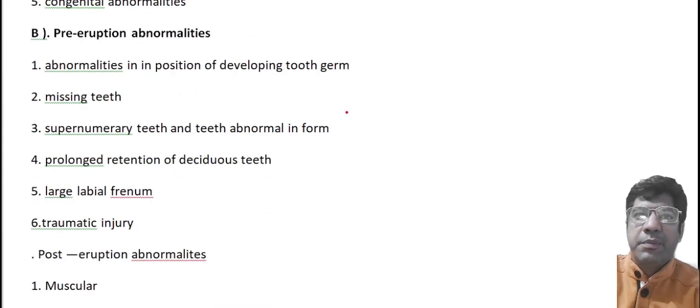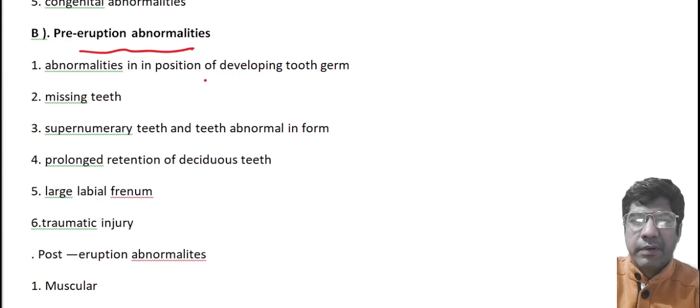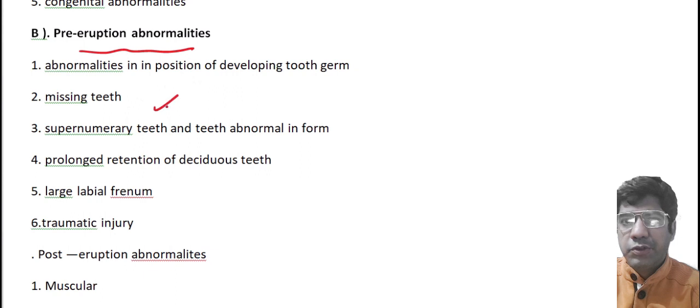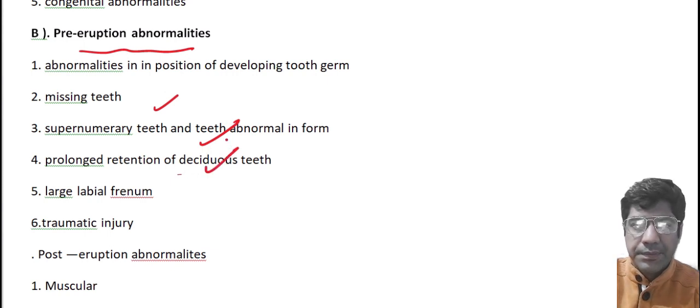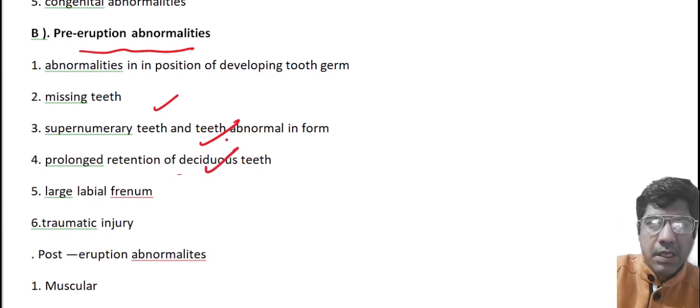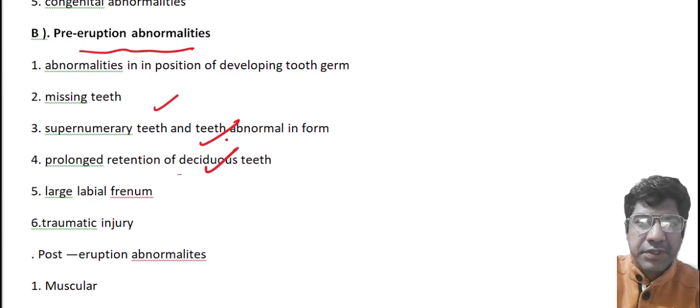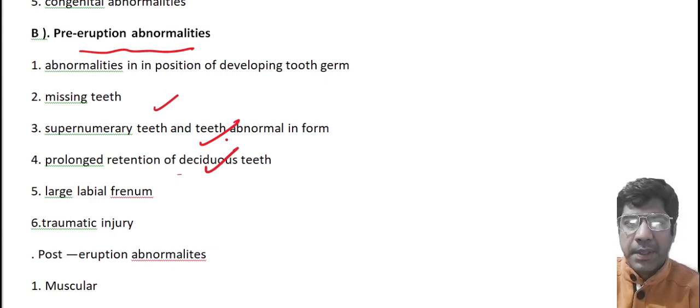Other are the pre-eruptive abnormalities that could be due to the abnormality in the position of the developing tooth germ. It also could be due to the absence of certain teeth that can impact the overall alignment of the dentition. Supernumerary teeth, extranumerary teeth, prolonged retention of the deciduous teeth, the delayed shedding of the deciduous teeth impact the eruption and alignment of the permanent teeth.